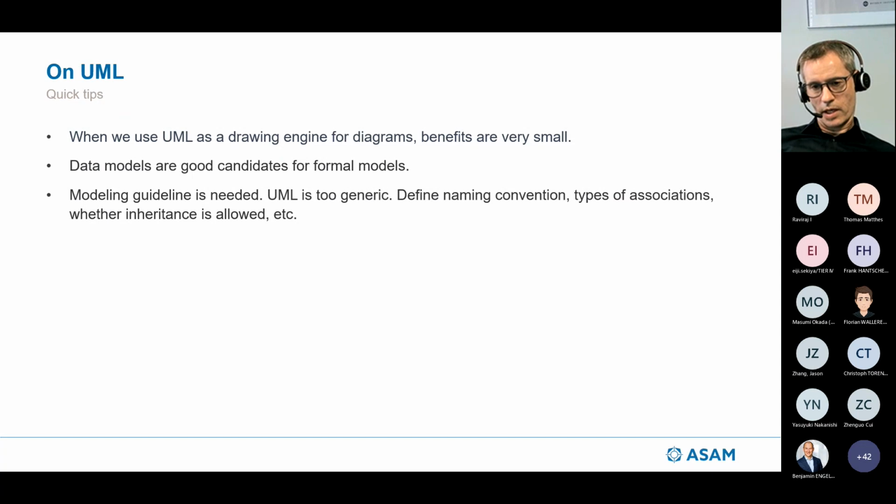You still need a modeling guideline. So UML is just too generic. Whenever you make your model, you have to define naming conventions. You have to define which type of associations you are using. You probably have to define whether inheritance is allowed or not.